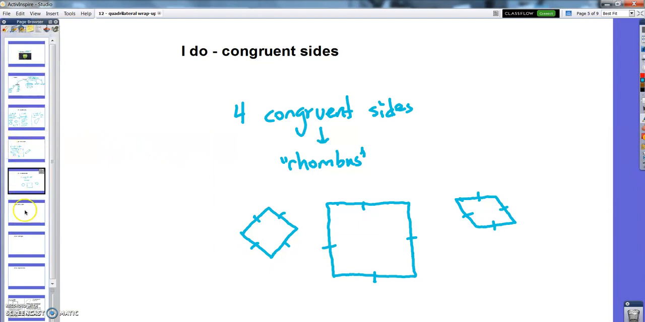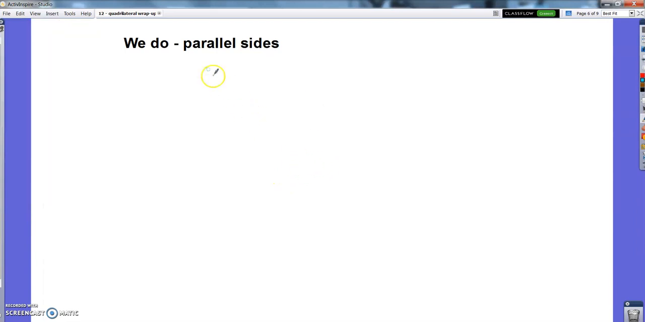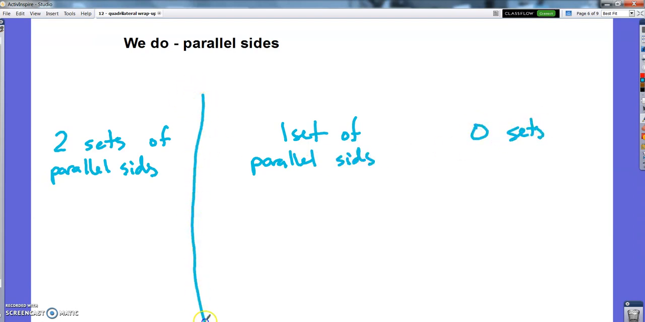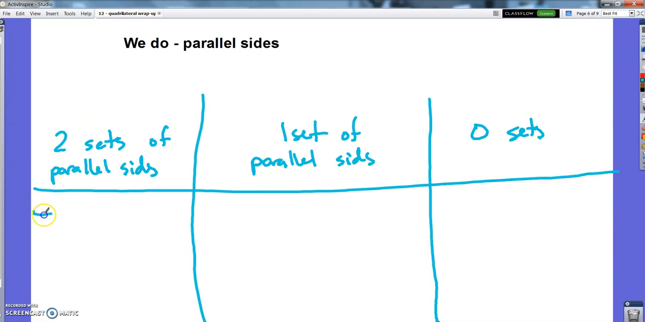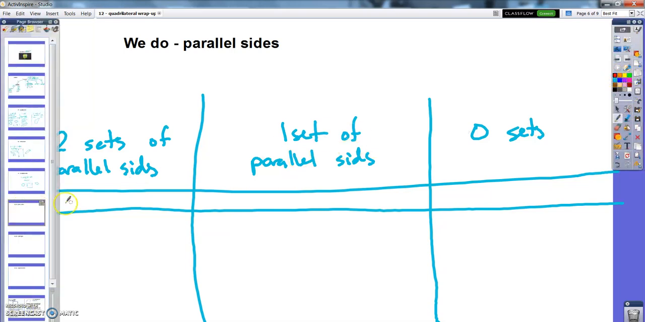Okay, open your math notebook up and let's do that together. So I'm basically going to just write the same things down here for you. So when you look at parallel sides, it can either have 2 sets of parallel sides, 1 set of parallel sides, or no sets. And let's get our vocabulary word in there before we draw them. If it has 2 sets of parallel sides, we call it a parallelogram.